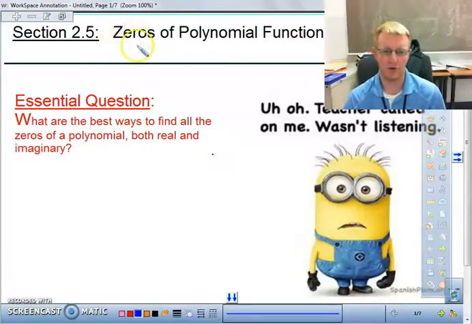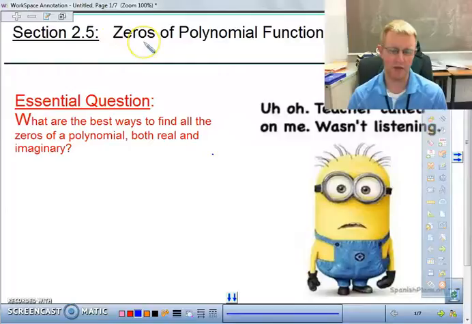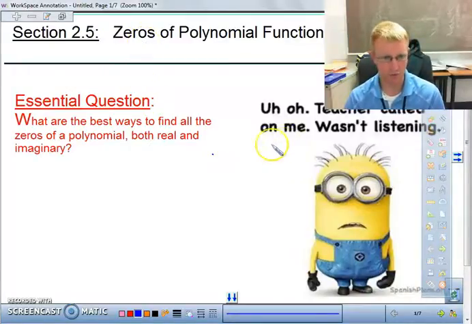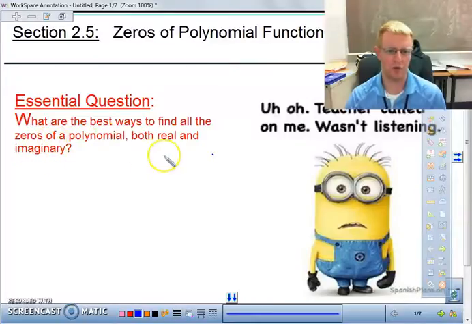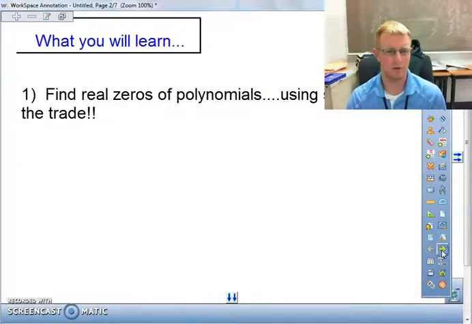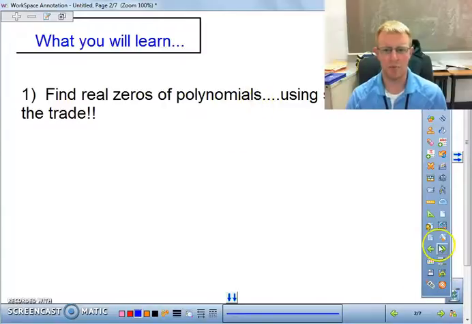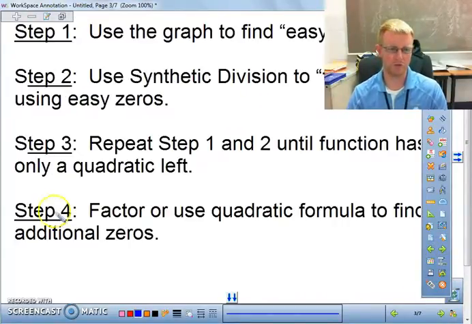It is important for us to understand how to factor when we have polynomials that are greater than a power of 2. So we're going to talk about the best ways to find all the zeros of a polynomial, both real and imaginary. Okay, so basically what we're going to do is we're going to use these steps.